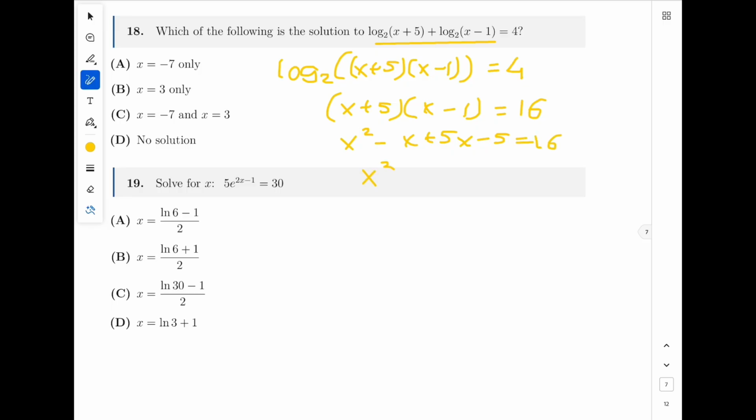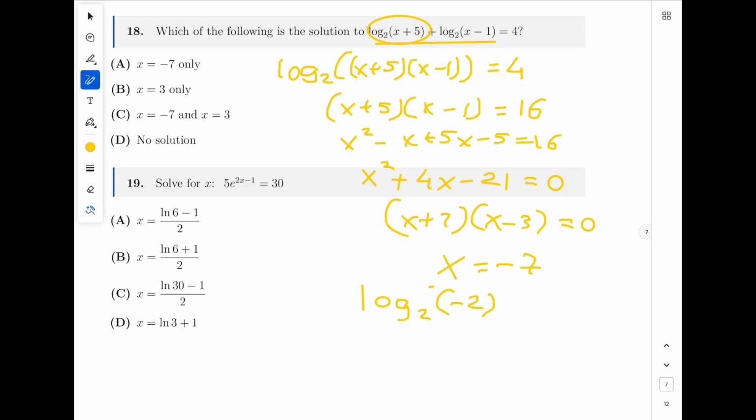So we basically have x squared plus 4x minus 21 is equal to 0, and then you factor it with whatever you're comfortable with. You can use the quadratic formula, the middle sum, or whatever you like. You'll end up with x plus 7 into x minus 3 equal to 0. But an important thing here is that you cannot have x equal to minus 7, because then this part will become log of minus 2, which is not in the domain. So x equal to minus 7 is not a solution. The only solution is x equal to 3.